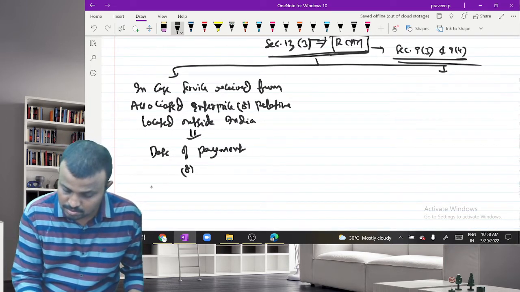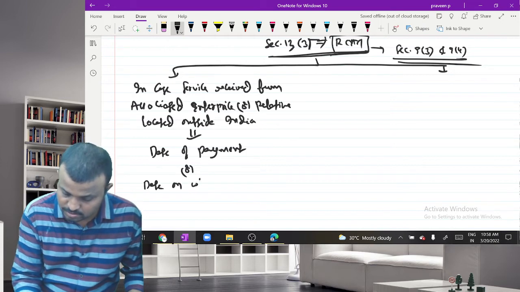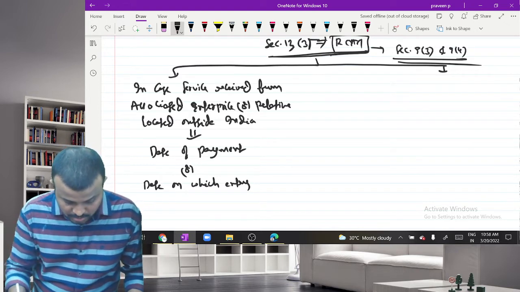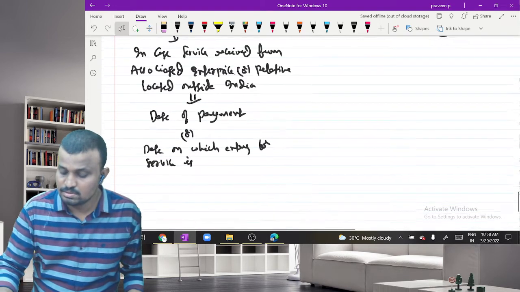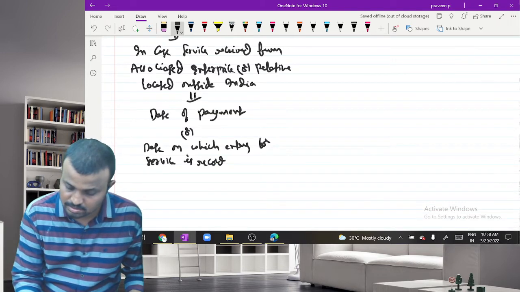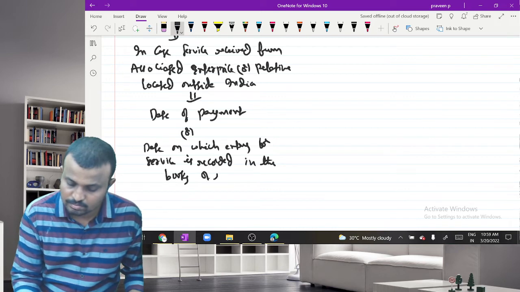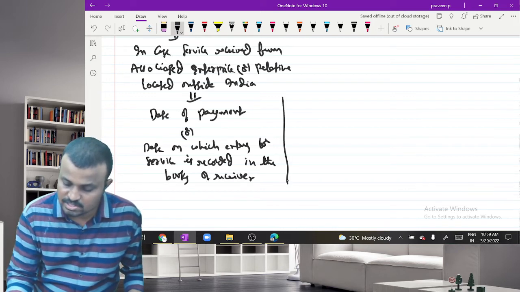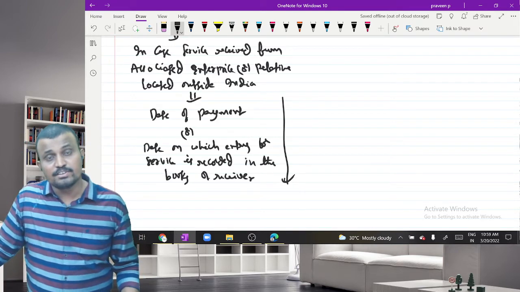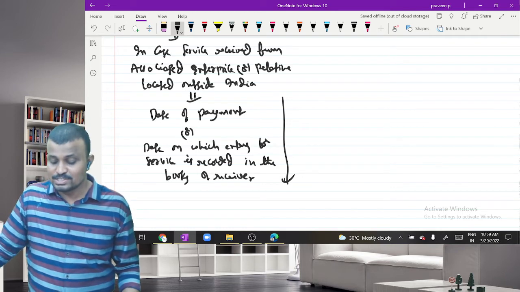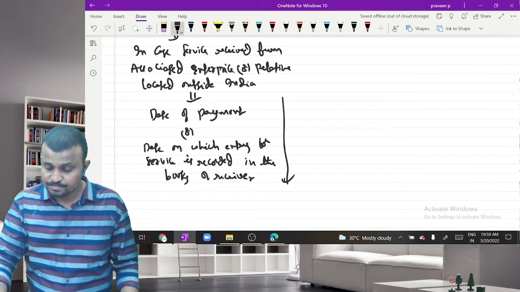or date on which entry for service is recorded in the books of the receiver, whichever is earlier. So the date of payment or a date on which entry for service is recorded in the books of the receiver is said to be our time of supply.